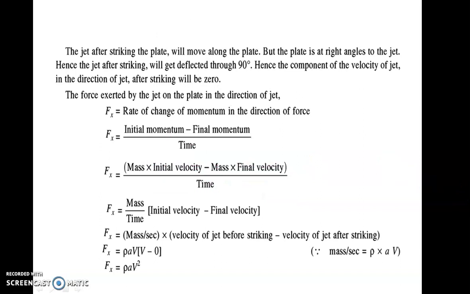So let us see from the formula, Fx is equal to mass per unit time into initial velocity minus final velocity. We know that the mass per second, or mass per unit time, is given by rho a v, or rho into Q, that is density multiplied by discharge, which gives the mass flow rate. The velocity of jet before striking is capital V, minus the velocity of jet after striking, which is 0. So V minus 0, and Fx is equal to rho a v square. This is a very important formula. This gives you the force in x direction.